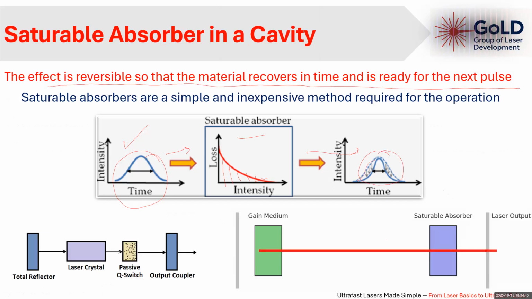This part will be eliminated because what is in the low intensity category will be blocked. And the peak, which is the highest intensity, will pass through. So automatically this portion is reduced, and it becomes sharper here. Okay, so this is how it works. It can also work to reduce the pulse duration. It can also act as a switch, obviously, when it doesn't allow the light to pass through and when it does allow the light to pass through. Okay.